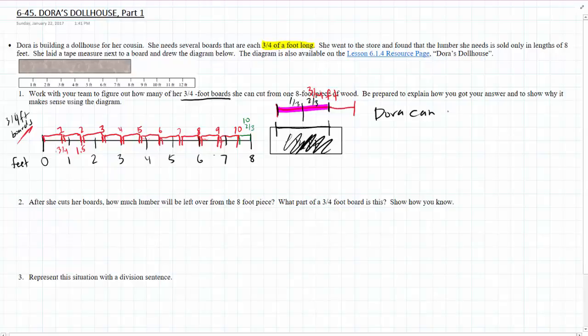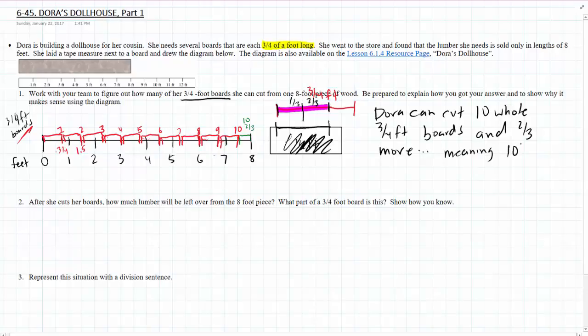Well, Dora can cut 10 whole 3/4 foot boards and 2/3 more, meaning 10 and 2/3 total. Okay, 10 and 2/3 total.